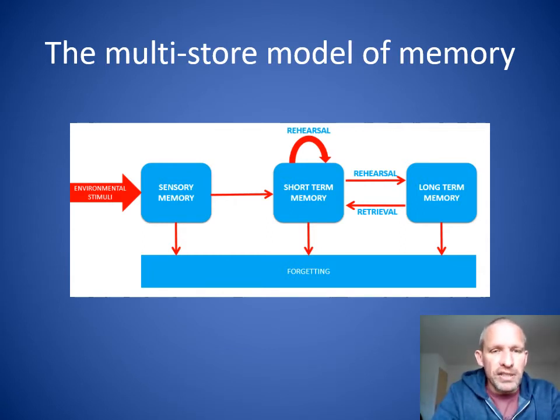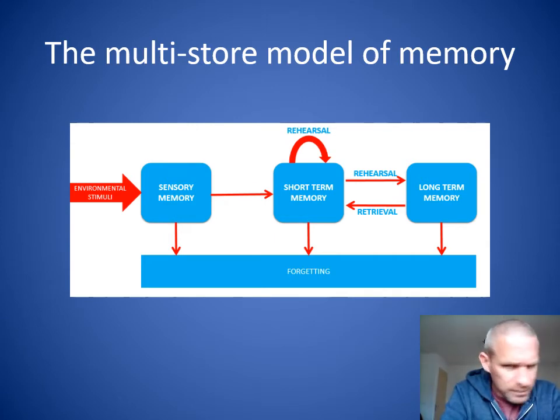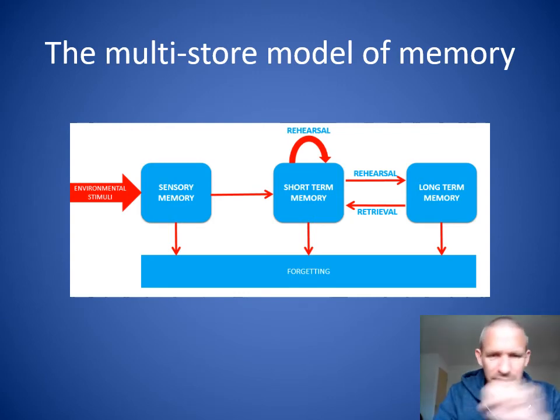So to write a solid outline of this model, you need to know your stores. I strongly recommend drawing a diagram. Now when I say draw, I mean quickly sketch. Please don't hang around on it. Get all of the arrows there, get your 3 boxes, and then just talk your way through it. Write your way through from the environmental stimuli entering sensory memory all the way through there.